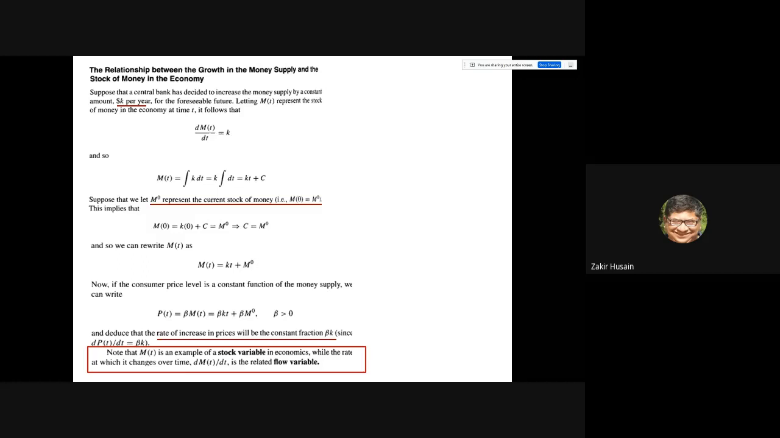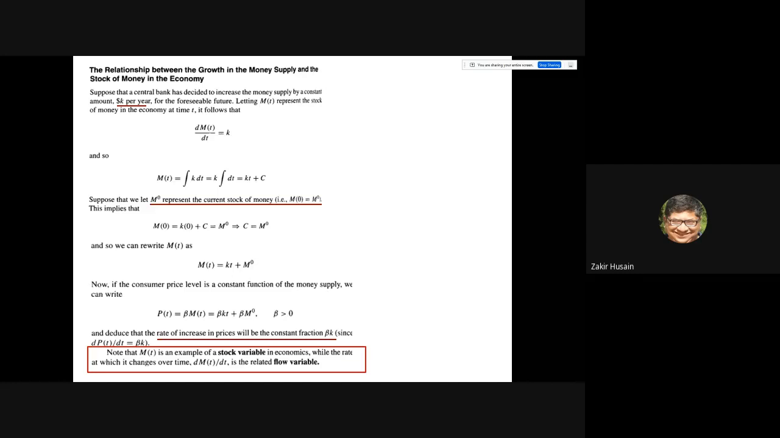If you let M0 represent the current stock of money, we can find it out if we know the value of M0 at this moment. So M0 is equal to K times 0 plus C, which is equal to M0. So C is equal to M0. We can rewrite Mt as Mt equals Kt plus M0. In the first year, you just have M0. From the second year onwards, depending on which period it is, in the first period it is K plus M0. Second period, it is 2K plus M0 and so on.